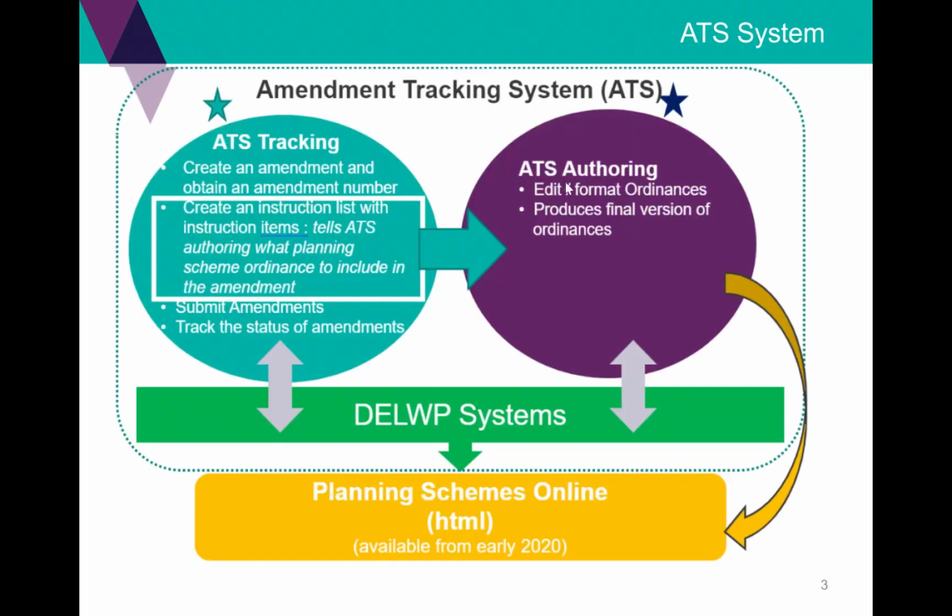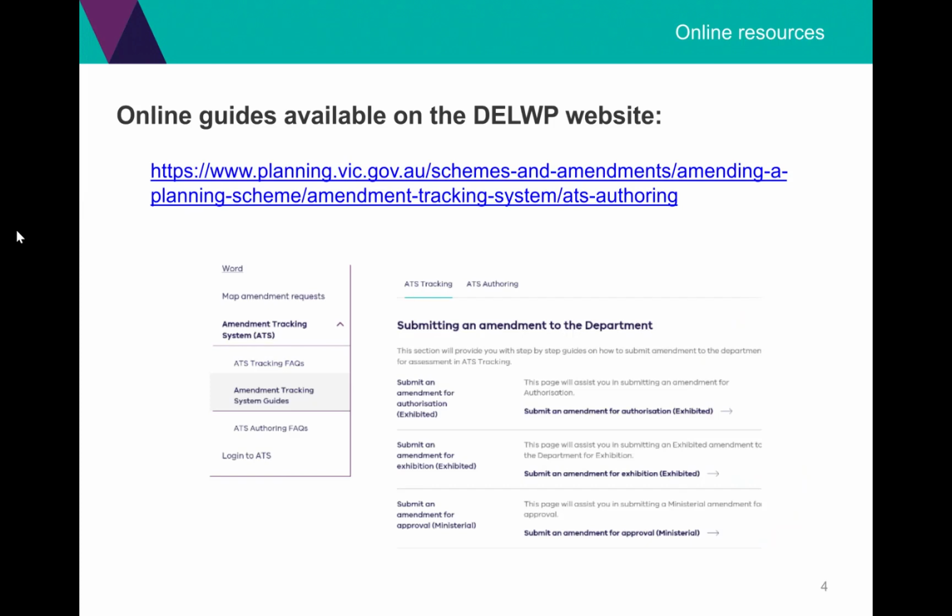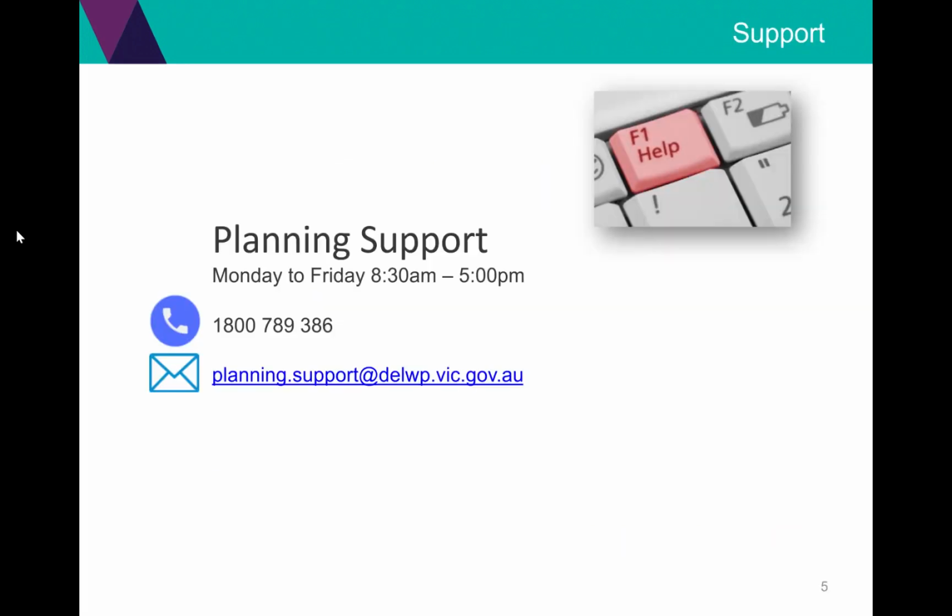We'll be using the ATS authoring system for this module, and there are online guides available on our DELP website, with planning support available, planning.support@delp.vic.gov.au.